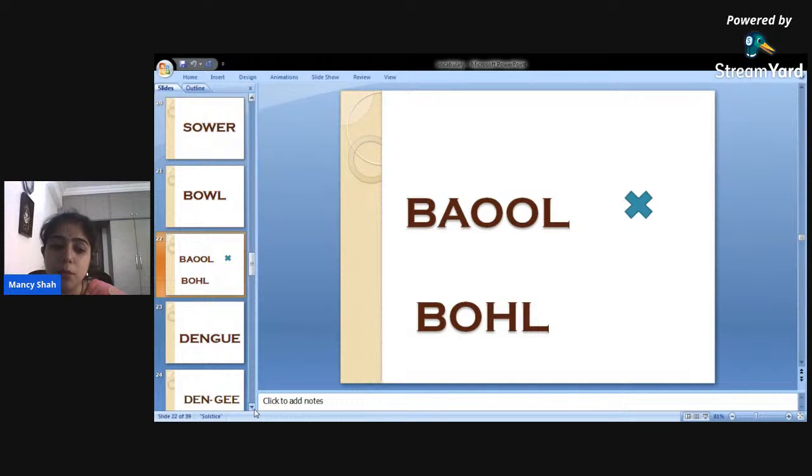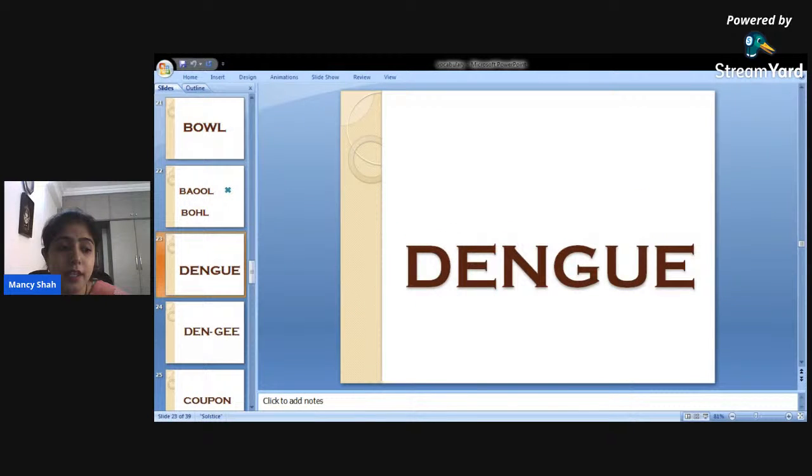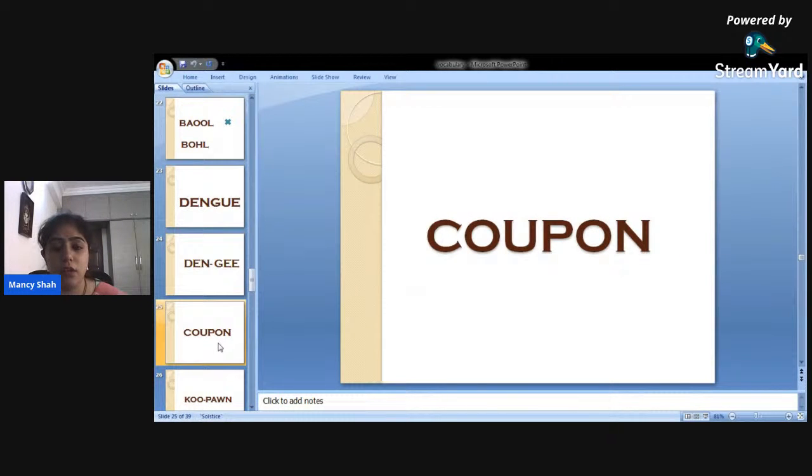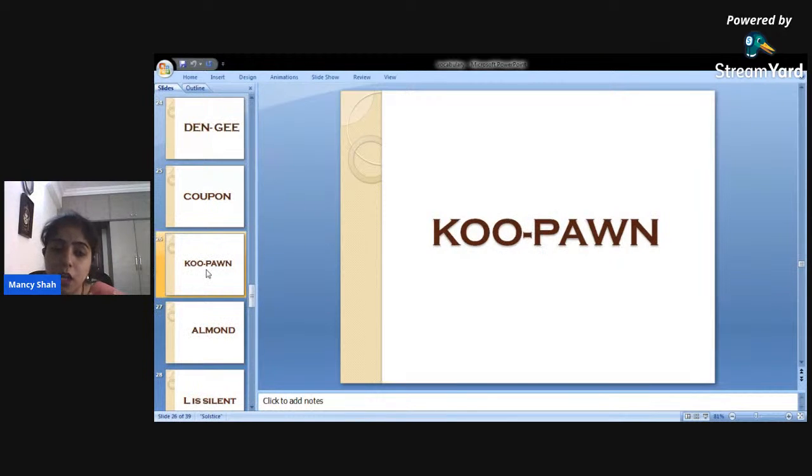I am very scared of this disease which is spreading in Goa rapidly. Which disease is this? Dengue. That's what we hear, right? And that's how we register it in our mind. But it is dengue. It's not dengue, but it is dengue. Now, I won a free coupon to Disneyland. No, it's coupon.